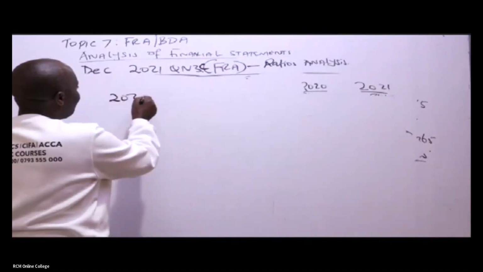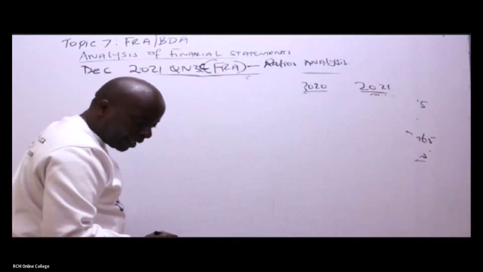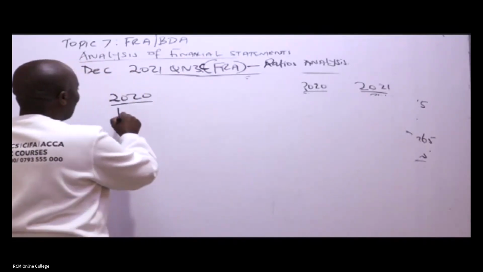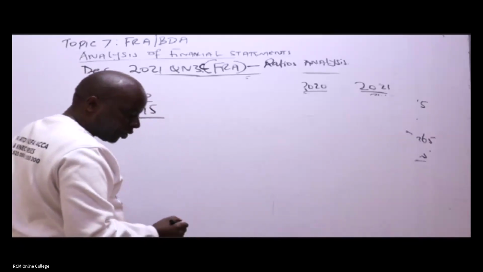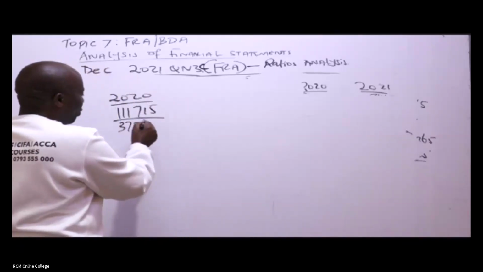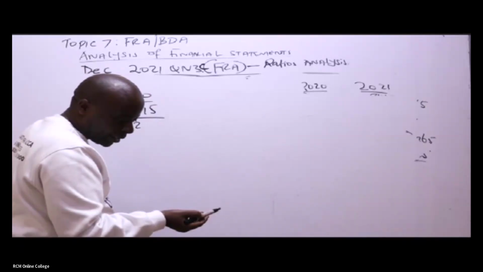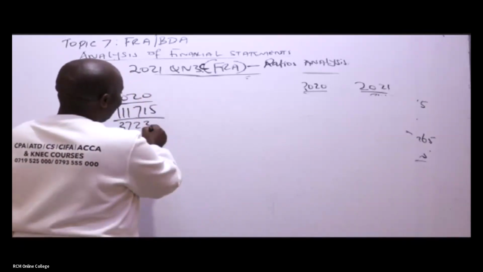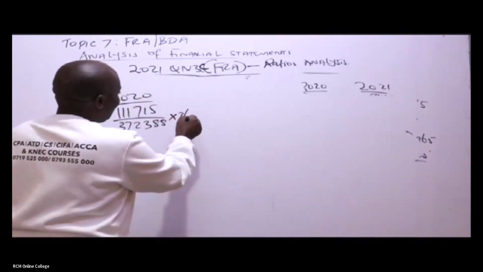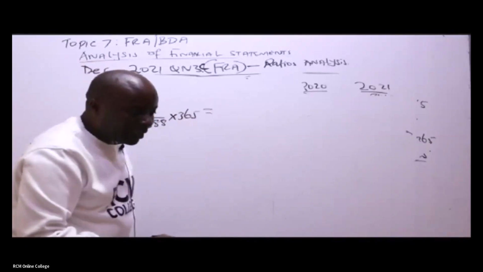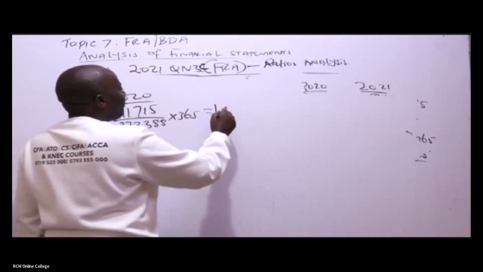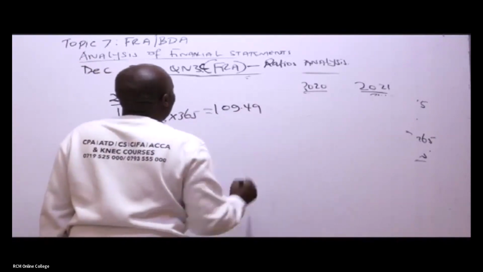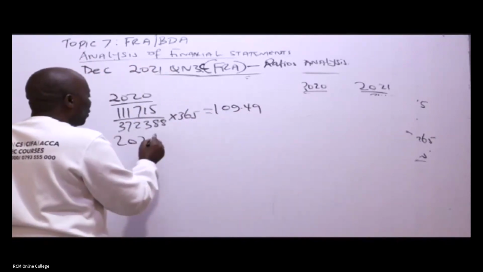For 2020, we have the payables there as 111,715, all over 372,388 cost of sales, times 365. This is how this gentleman called Pius was able to get 109.49 days. And then we have 2021.